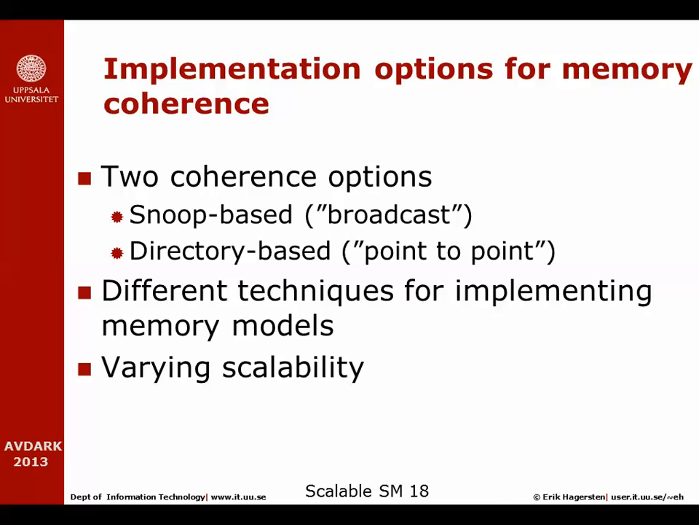So we briefly discussed this before. There are 2 different options for implementing coherence: the Snoopy-based broadcast kind of protocol, and the directory-based that I here refer to as a point-to-point protocol. As you will see, there are very different techniques used to implement coherence in these 2 schemes, but they also have very different scalability that comes as a result.